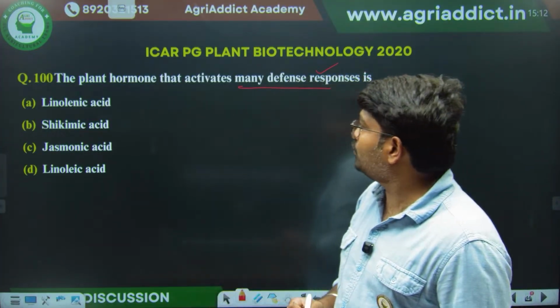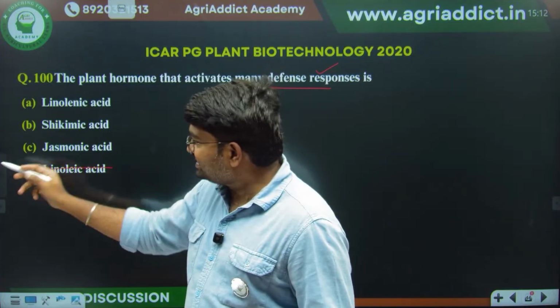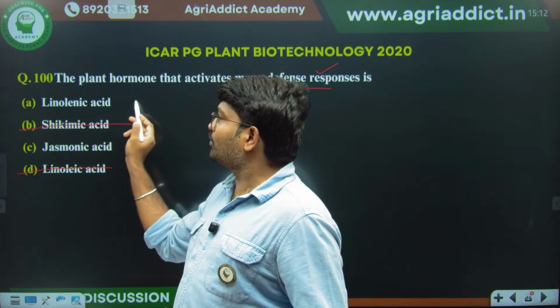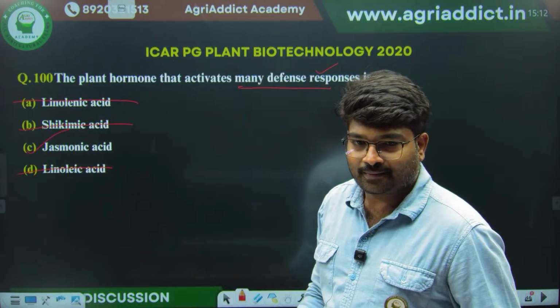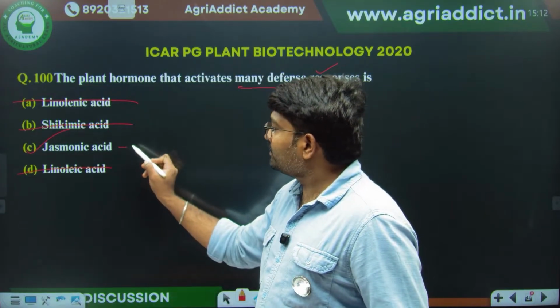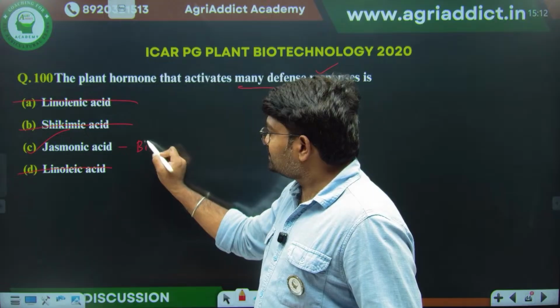The plant hormone that activates many defense responses, what is the plant hormone? Linoleic acid is not a hormone. Cyclic acid is not a hormone. So the right answer is jasmonic acid only. Okay, clear? Jasmonic acid for biotic stresses.